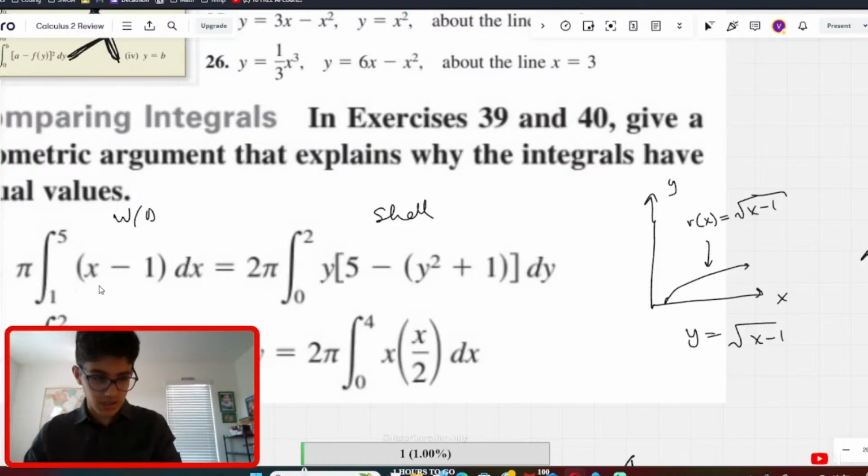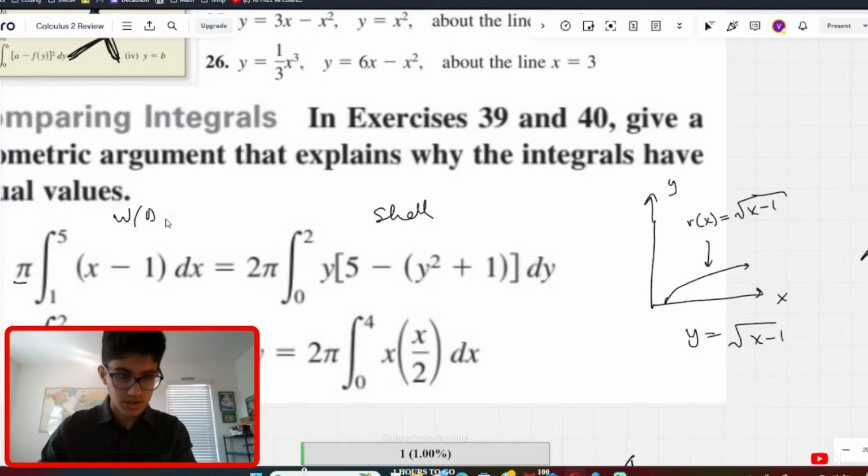Okay, let's also, last thing. When we're finishing this off, we've already figured out that this is a washer or disk. Well, not the washer. This is just the disk method. There's no subtraction involved like that. So it's just this. You're going from 1 to 5, right? So this is 1, 1 comma 0, and this is 5 comma 2.